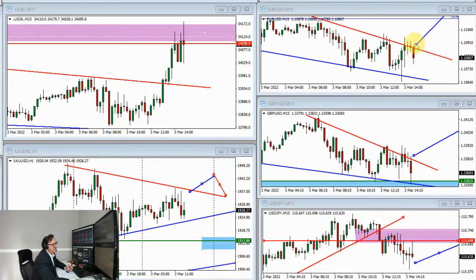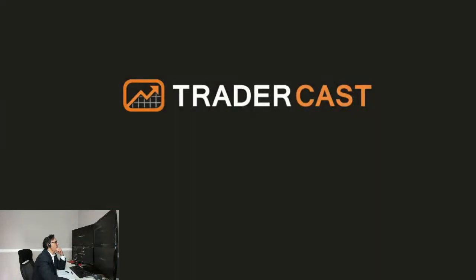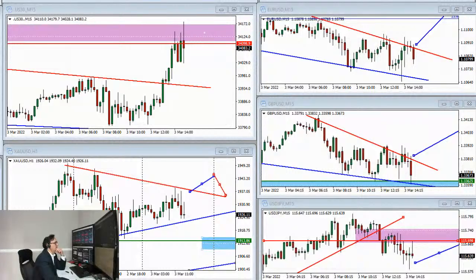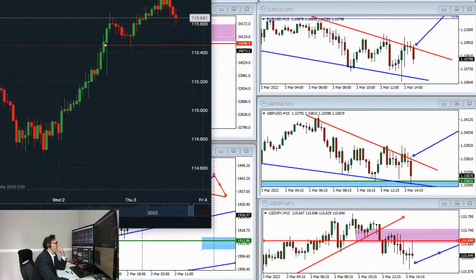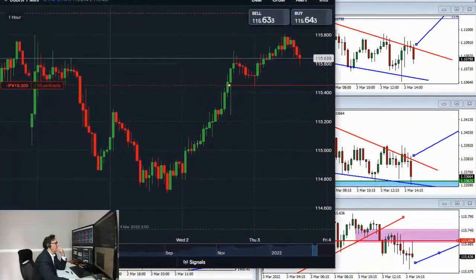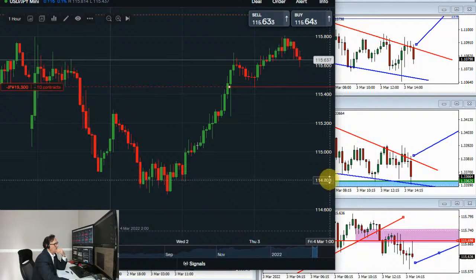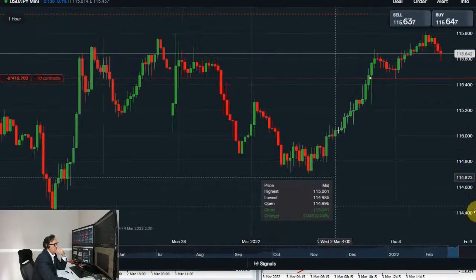But here we go. A little bit of a selling pressure in euro dollar, a little bit of selling pressure in sterling dollar, a little bit of a retracement here, but still bearish in dollar yen. So I'm still in this trade. That's my losing trade. That's my only open trade at the moment. Sorry, apologies, I don't know why this is doing that. So this is my only trade at the moment, and it's a losing trade.